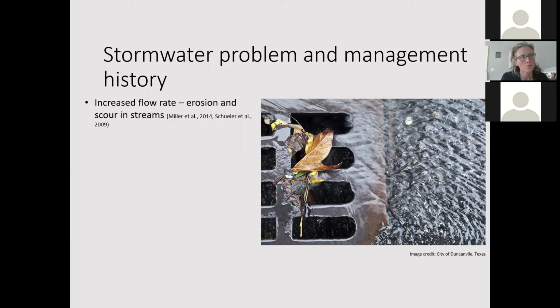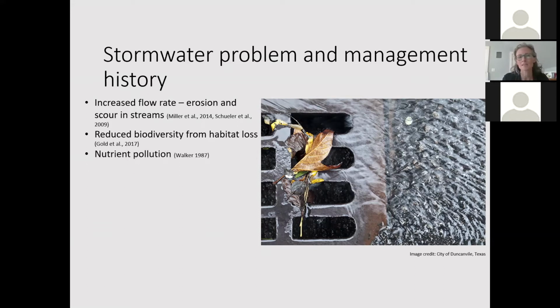And so we know that there's this increased flow rate that causes erosion and scour in streams. And we know that because impervious or developed watersheds can have between 200 to 400 times as much runoff into streams than a stream would experience in pre-development conditions. And that increase in erosion and sediment deposition in the stream bed can lead to reduced biodiversity and habitat loss.